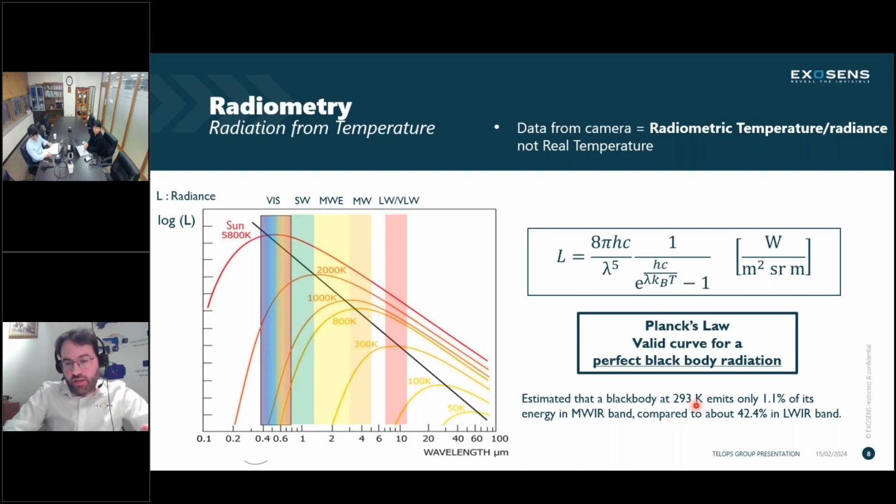So as a great example here, if we're talking about ambient temperature, so at 293 Kelvin, we're talking about a pure, perfect black body in this case, but anything that emits heat, so thermal infrared radiation, would have approximately only 1% of its energy in the mid-wave band compared to 42% in the long-wave band. There's a much stronger signal generated at that temperature in the long-wave band. So depending on what you're trying to observe in your scene, you do have to be considerate in terms of what kind of spectral band or detector you have in your infrared system.